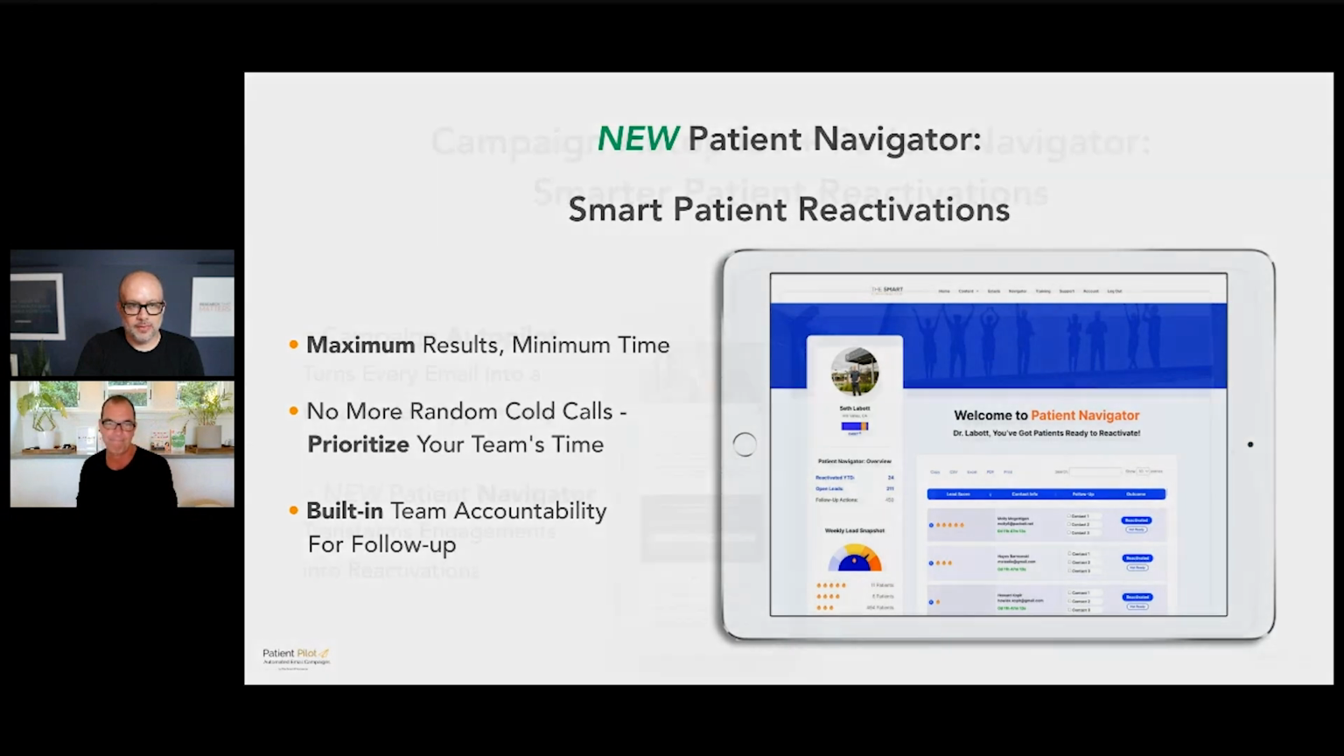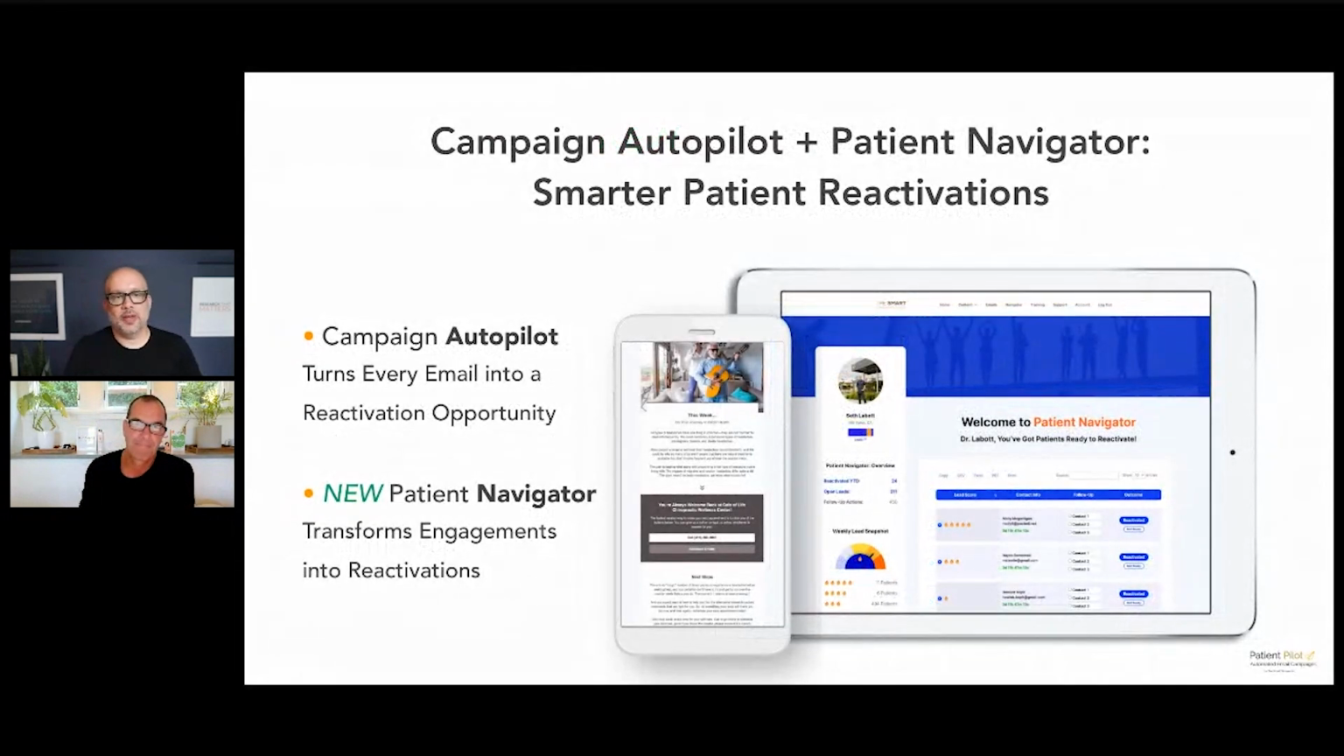We want to help you. That is correct. Campaign Autopilot and Patient Navigator within Patient Pilot just give you smarter patient reactivations. So the key points to remember here are Campaign Autopilot turns every single email sent, a weekly email, into a reactivation opportunity. We then take all of that data and get it automatically imported into Patient Navigator in a super easy and simple to understand manner, which ultimately Navigator transforms your engagements into reactivation.